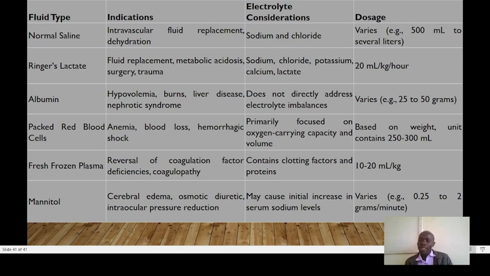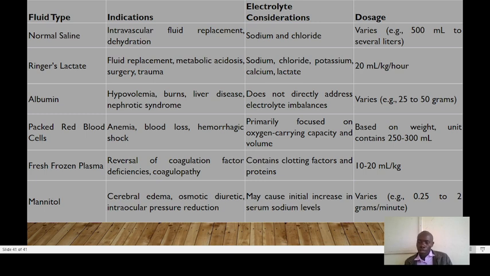Packed red blood cells are indicated for anemia, blood loss, and hemorrhagic shock, and they are primarily focused on oxygen carrying capacity and volume. The dosage is normally based on the weight, and 1 unit contains around 250 to 300 mLs.